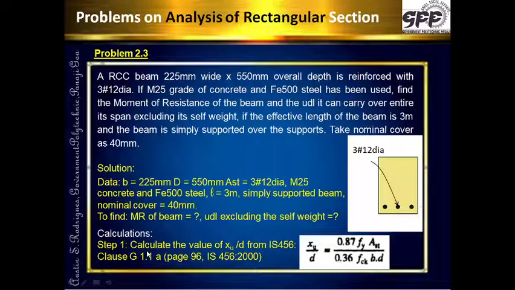The first step is calculate the value of Xu upon d, or the actual depth of the neutral axis to the effective depth, that ratio, from IS 456 clause G-1.1(a), page 96 of the code. Okay, the depth of the neutral axis, that is the actual neutral axis to the effective depth, that ratio we are trying to find out. That's the formula, Xu by d equal to 0.87 fy Ast divided by 0.36 fck b d. This has been taken from the IS code.